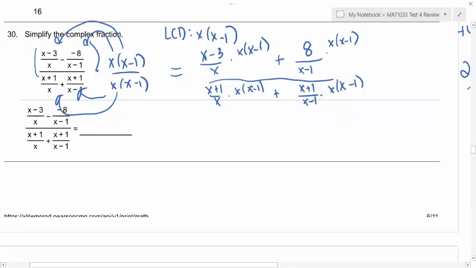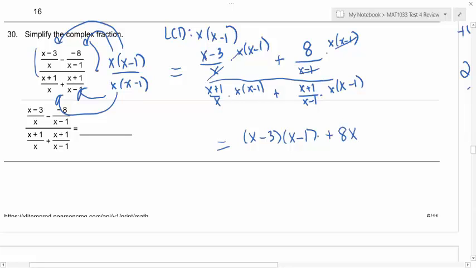Okay, so for the first little fraction, what cancels out? The x. Okay, so that leaves us with x minus 3 times x minus 1, which we're going to have to work out. Okay, what cancels out with the next fraction? The x minus 1. Which leaves us with? 8x.